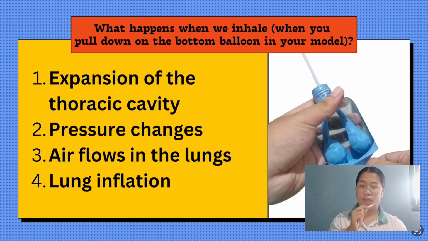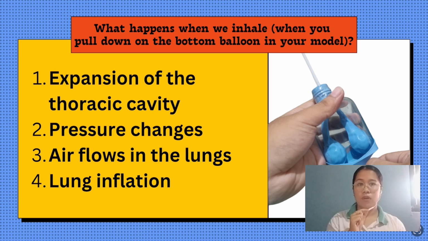What happens when you inhale, when you pull down on the bottom balloon in your model? First, expansion of the thoracic cavity. This means pulling down on the balloon simulates the diaphragm contracting. This action increases the volume of the lungs. Second, pressure changes. As the volume of the thoracic cavity increases, the pressure inside the lungs decreases, according to Boyle's law, which states that pressure and volume are inversely related if temperature remains constant.